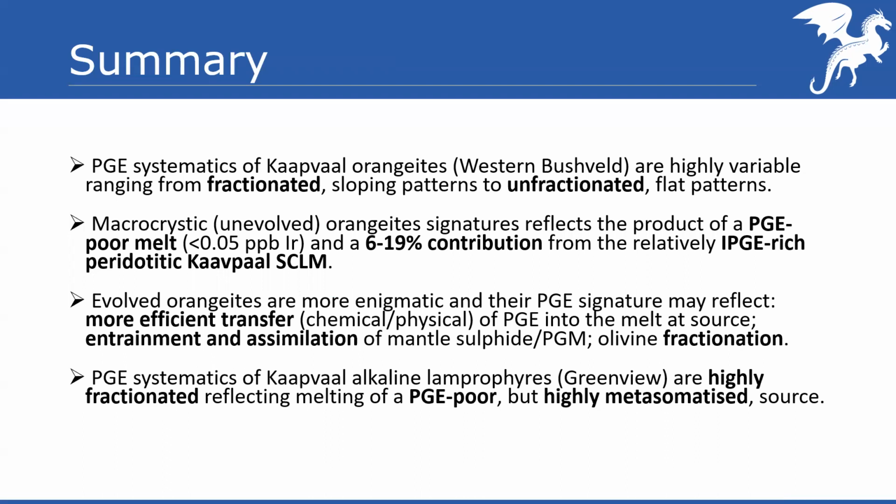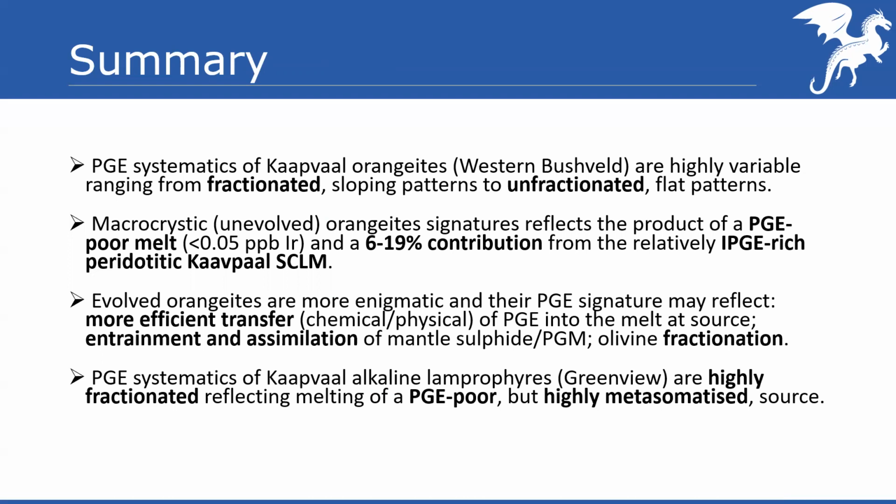So, some summaries there. The systematics range quite widely between fractionated and unfractionated PGE patterns for the Bushveld orangeites. For the macrocrystic orangeites, perhaps we've got a good explanation for this. It's to do with a 16 to 19% contribution from the lithospheric mantle, or actually it's to do with a more efficient transfer, whether chemical or physical, of sulfide or PGE in the source, or more cryptic phases.